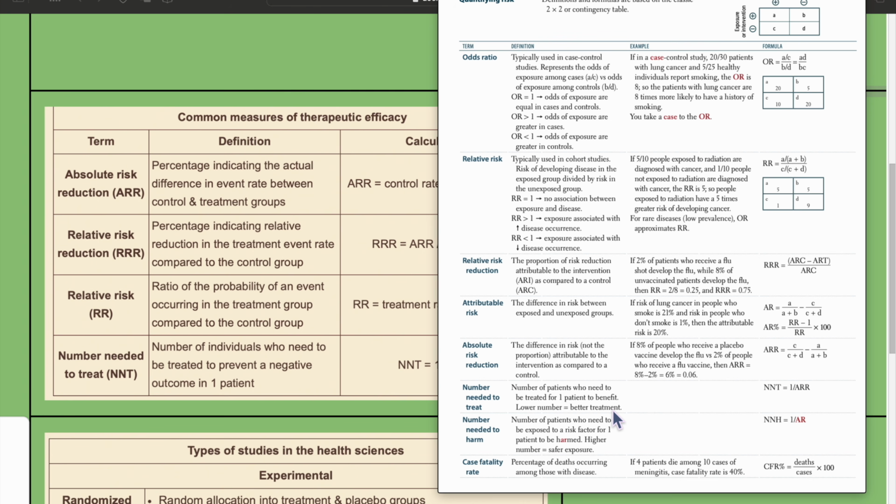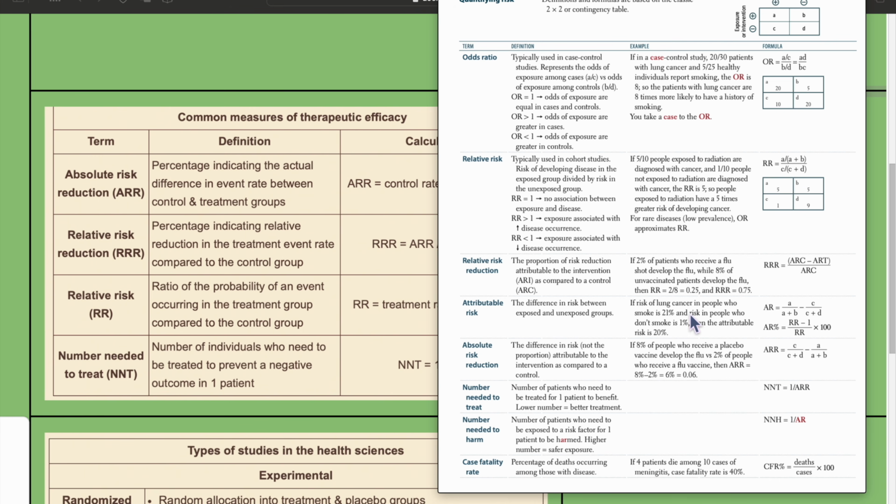Okay, so the lower the number, the better. If 50 people need to be treated for one person to come out with a positive result, compared to 2 people who need to be treated for one person to have a positive outcome, that's better, right? So 50% success rate there.